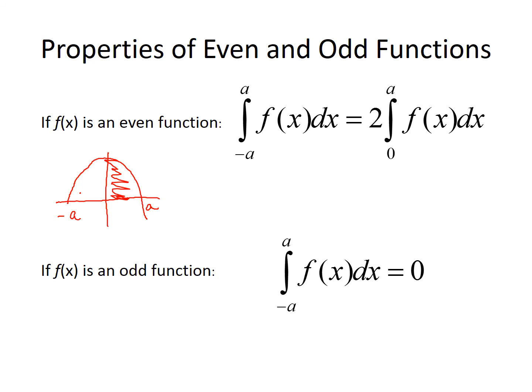If a function is odd and I integrate from negative a to a, I get 0. And the reason is, let's think about y equals negative x, which is an odd function, and I'm integrating from negative a to a. Well, what happens here? This area is positive, and this area is negative, and it's the exact same area. So this positive area plus this negative area cancels out to 0.